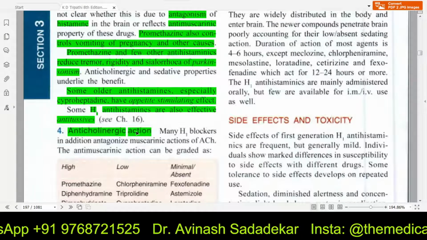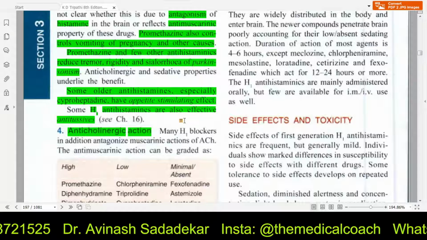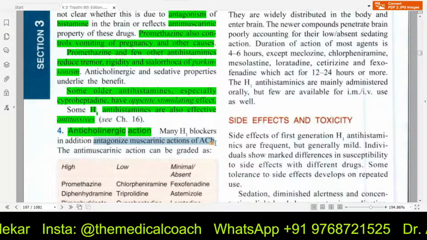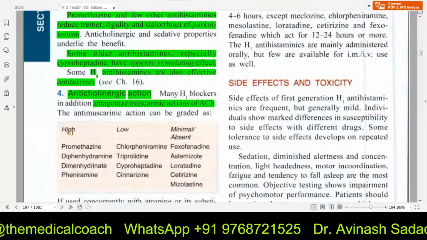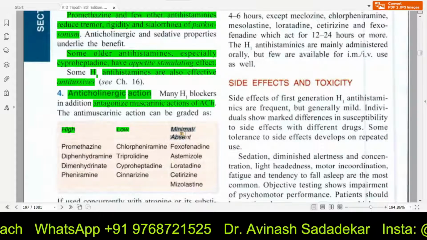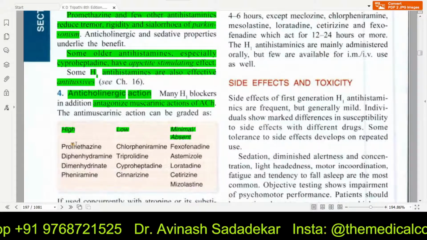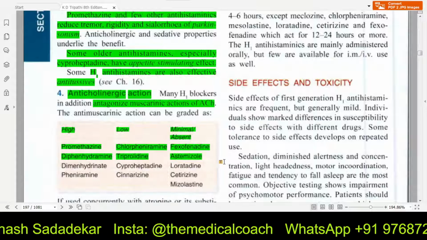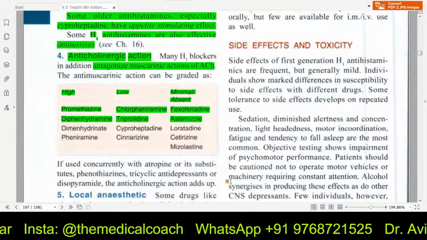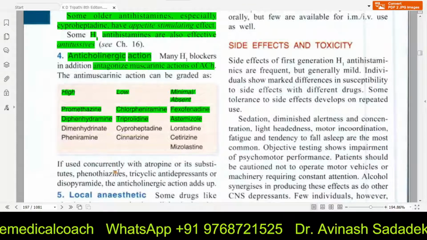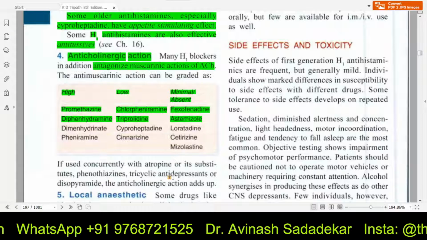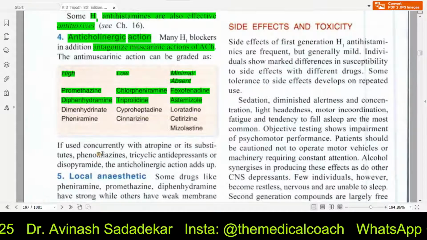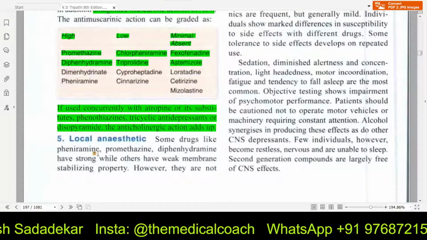Moving on to anticholinergic actions, many of these H1 blockers antagonize the muscarinic action of acetylcholine, and there is a classification for that: high, low, and minimal or absent. I would recommend you at least remember one or two examples from each category, so that in case somebody asks you in your vivas, you are not left blank. If given with atropine, phenothiazines, tricyclic antidepressants, or disopyramide, their anticholinergic action adds up. So be careful when you are giving antihistaminics with all these.